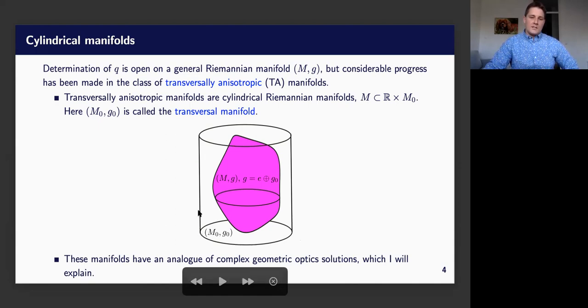So here this axis going up is the Euclidean direction, R. And each of these slices of this cylinder is this manifold M_0 with the Riemann metric g_0, and this (M_0, g_0) is called the transversal manifold. So why have these manifolds come up in the research, or why are they nice? The reason is that these kinds of manifolds have an analog of complex geometric optics solutions. And I will explain later what I mean by those.